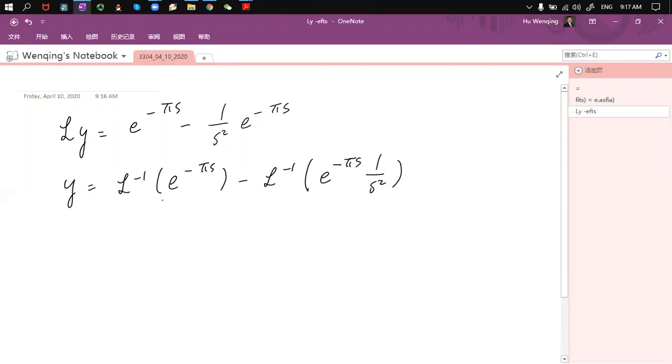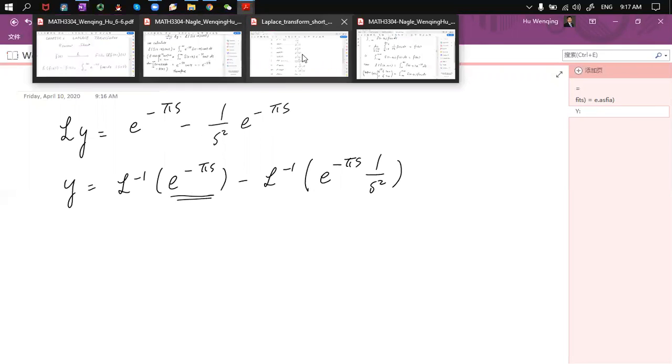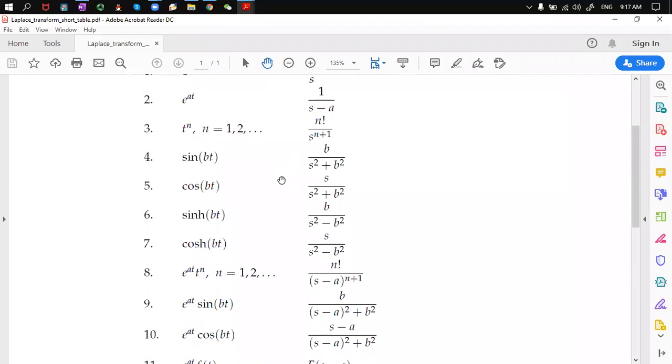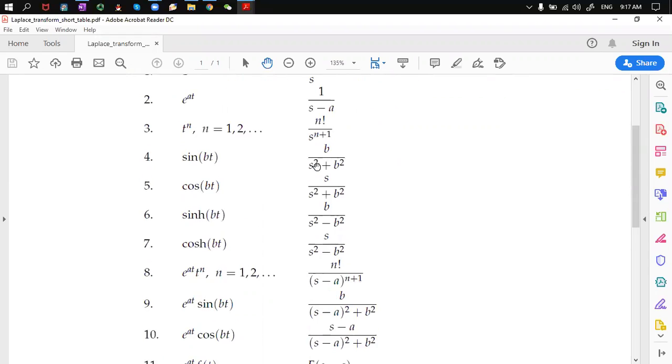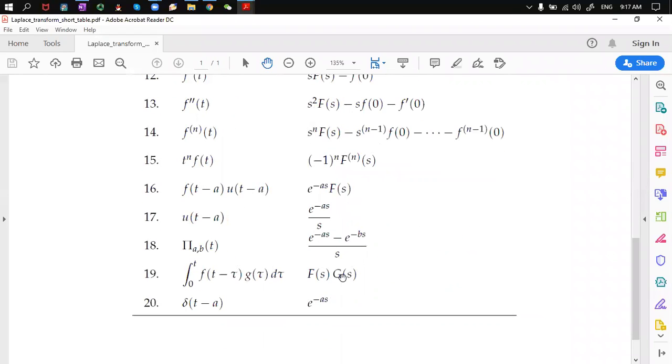So what's the inverse Laplace transform of e power minus pi s? Well, you have to look at the table, right? Which row, which column of the table should we look at? We should look at column 2, e power minus pi s. So it's this one. The inverse Laplace transform is delta t minus pi.